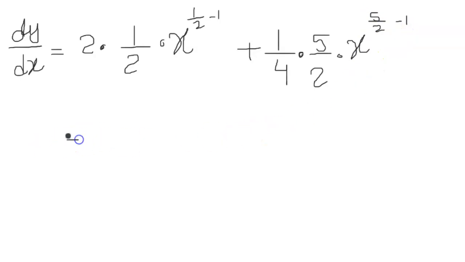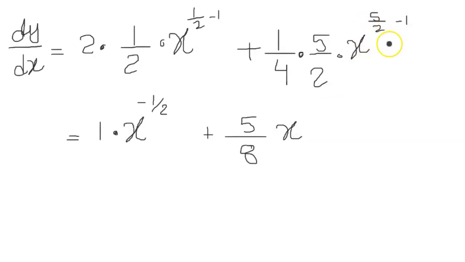And then we simplify. So 2 times half is just a 1. And that is half minus 1, which is minus half. Plus 1 times 5 is just a 5. 4 times 2 is 8. And then x to the 5 over 2 minus 1. 5 over 2 minus 1 is going to be 3 over 2. And that's your answer.